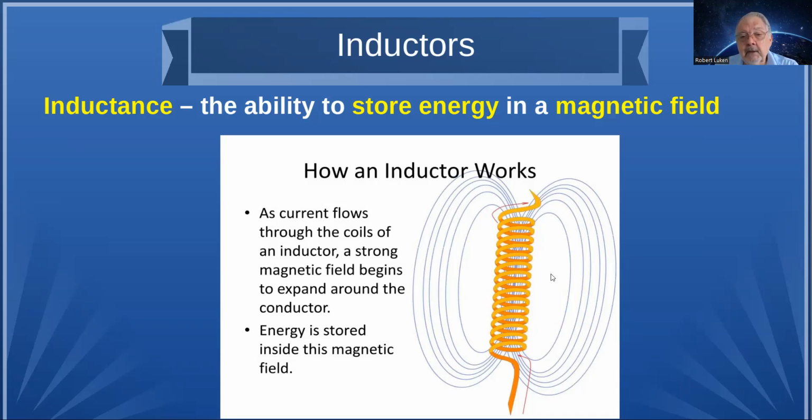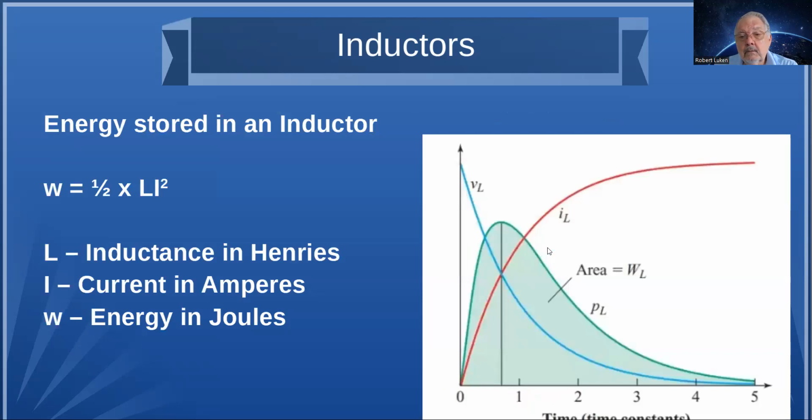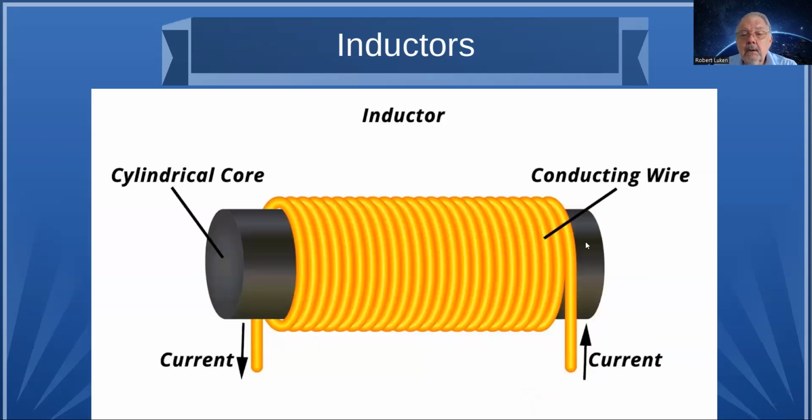If we add something, like a piece of iron or ferrite that has a much higher permeability than air, it's going to give it a much higher inductance and allow it to store more energy, more magnetic energy, in that magnetic field.